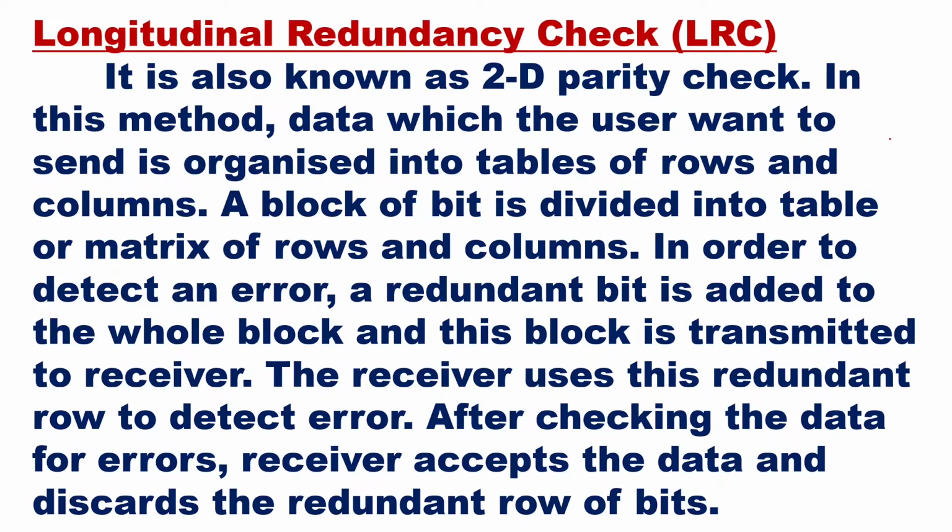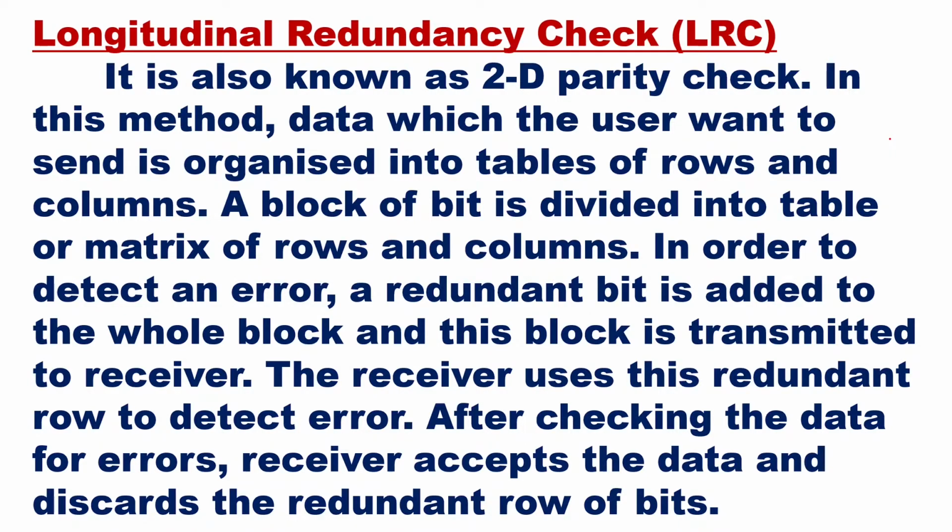Okay. Then we'll go to see the next method, which is called the longitudinal redundancy check method, LRC. If you see the theory for it, it is also known as a two-dimensional (2D) parity check. In this method, data which the user wants to send is organized into tables of rows and columns. A block of bits is divided into a table or matrix of rows and columns. In order to detect an error, a redundant row of bits is added to the whole block, and this block is transmitted to the receiver. The receiver uses this redundant row to detect error. After checking the data for errors, the receiver accepts the data and discards the redundant row of bits.